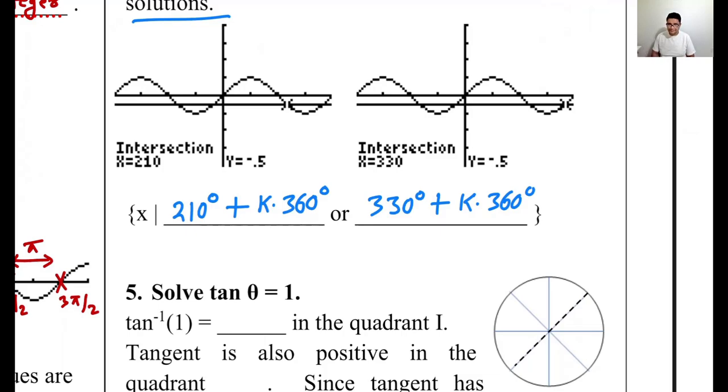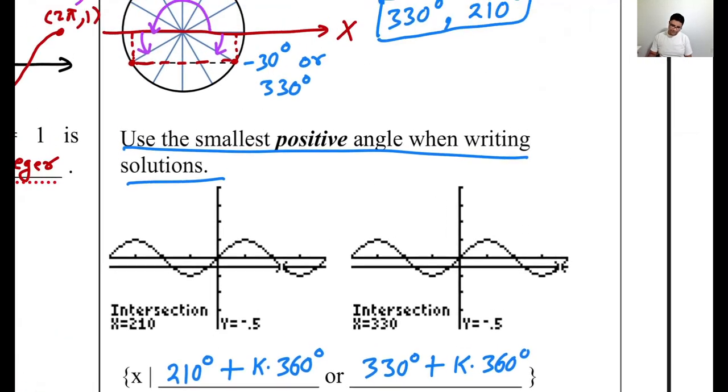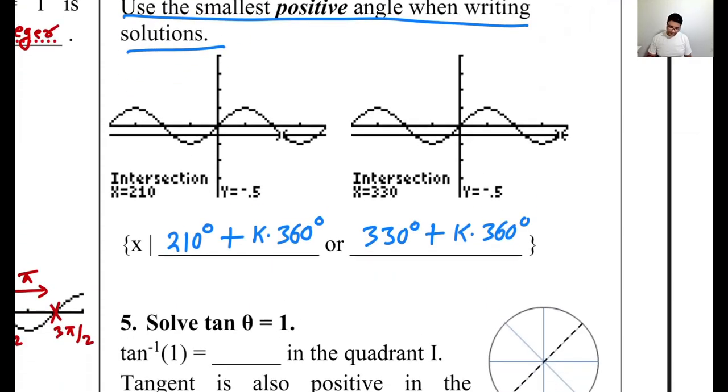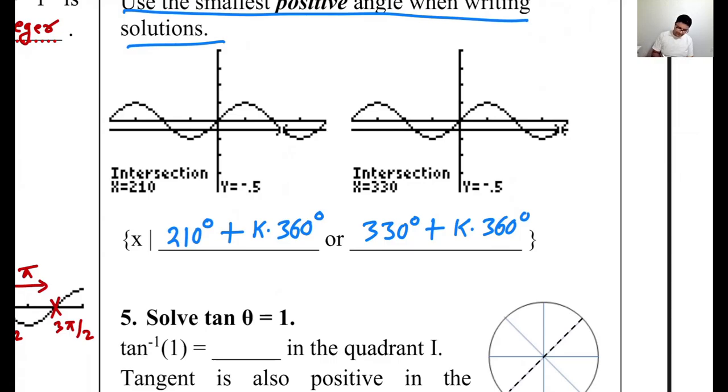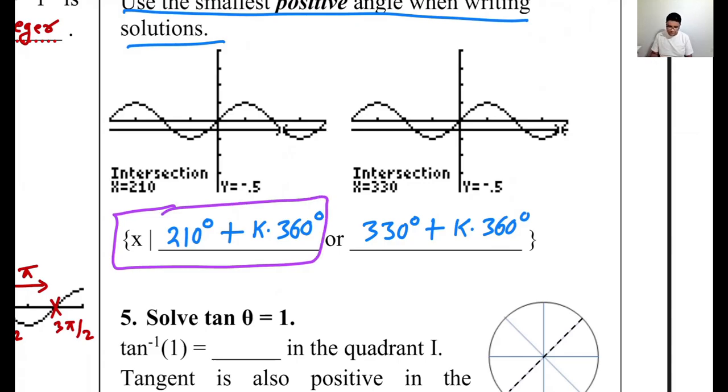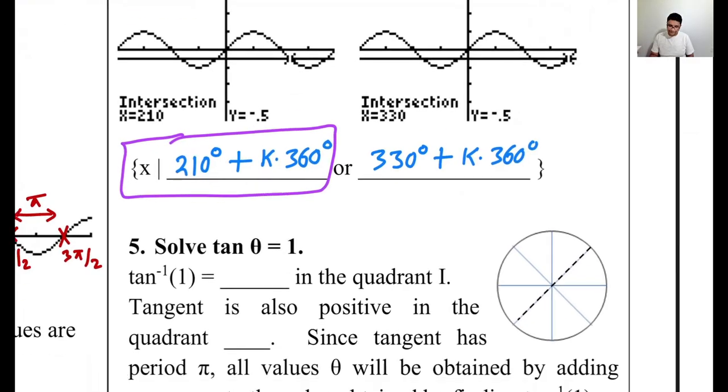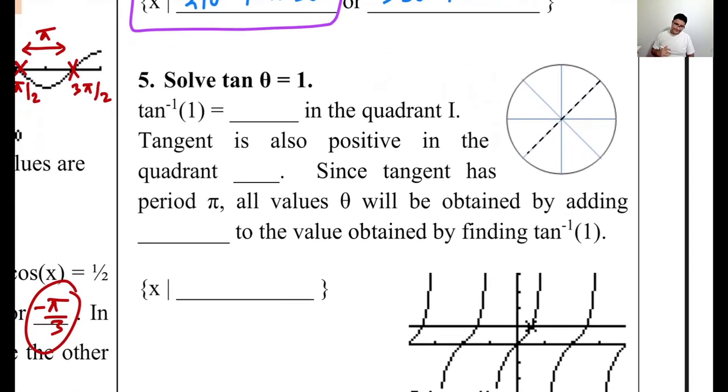Okay, those will be all possible solutions where k is an integer. And if you're asked to give only one angle, you can always give the smaller of the two positive angles. Okay. All right.